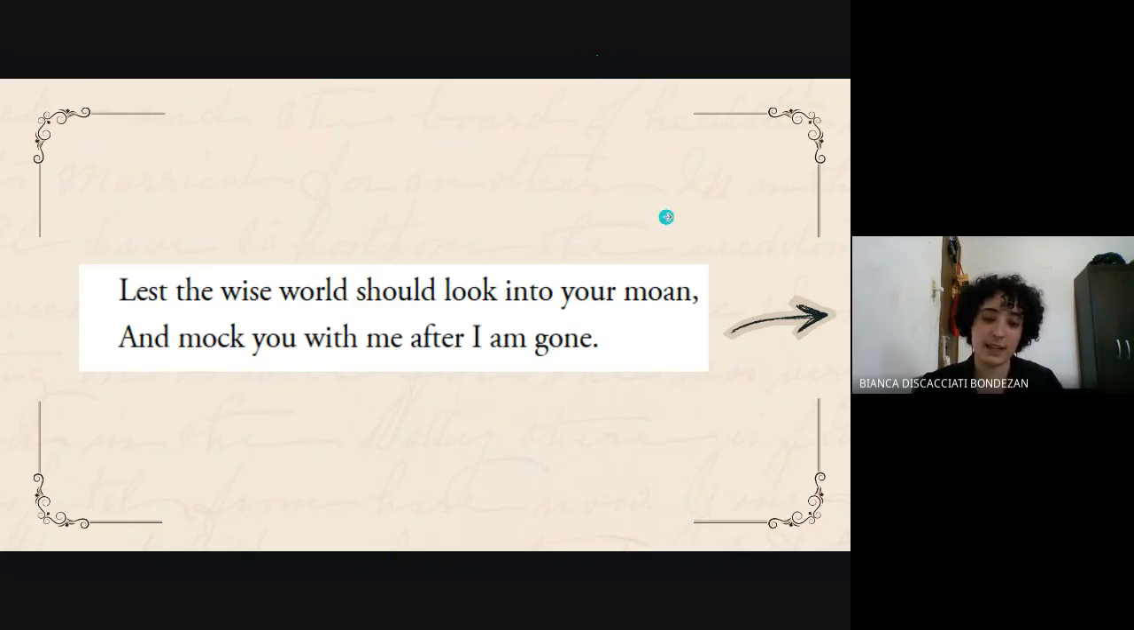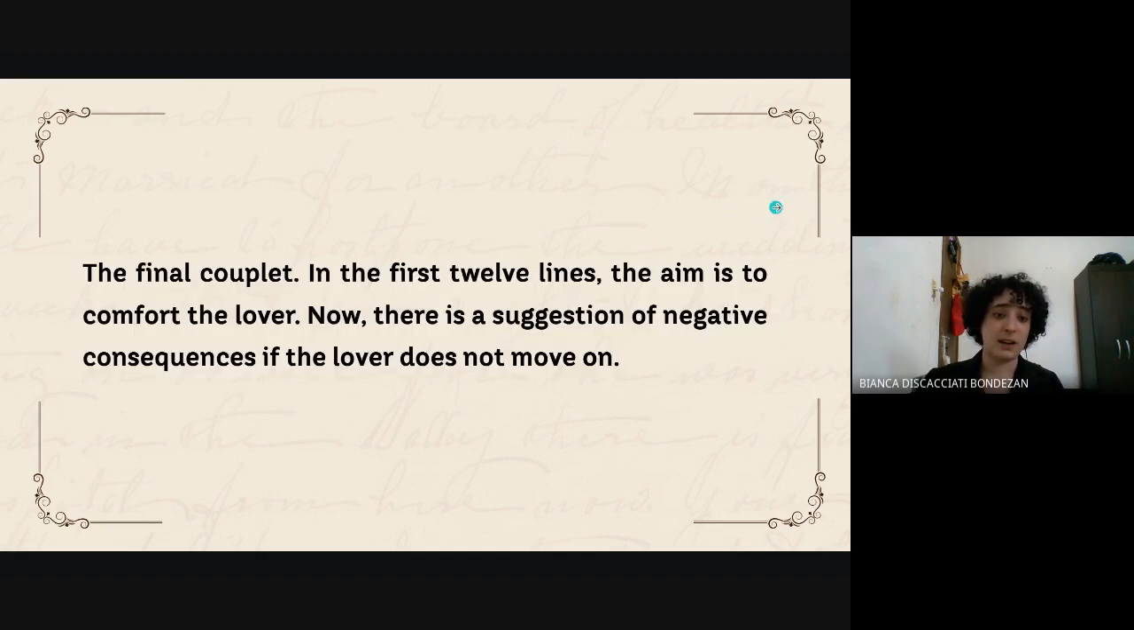And then the final part of the sonnet, "lest the wise world should look into your moan and mock you with me after I am gone." And it's the final couplet. In the beginning, in the first lines, the aim was to comfort the lover. Now there is the idea that something negative could come from the lover not moving on in time.